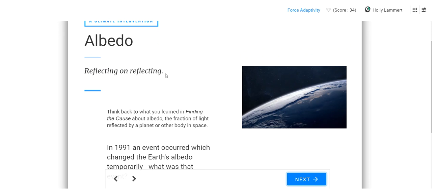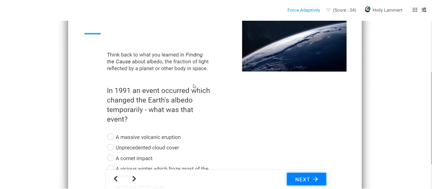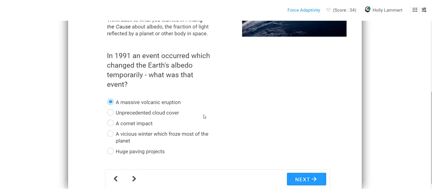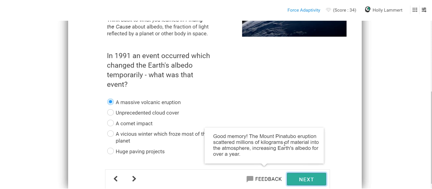So let's reflect on the reflecting. Think back to what you learned in Finding the Cause about albedo, the fraction of light reflected by a planet or other body in space. In 1991, an event occurred which changed the Earth's albedo temporarily. What was that event? You might remember that was a massive volcanic eruption in the Philippines. Mount Pinatubo erupted, scattering millions of kilograms of material into the atmosphere, increasing Earth's albedo for over a year.